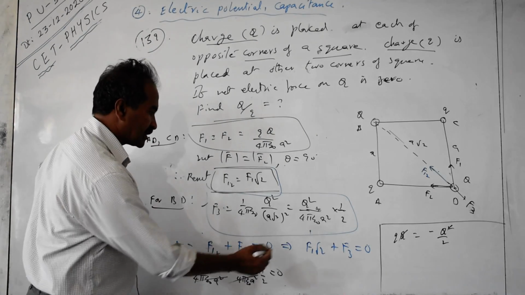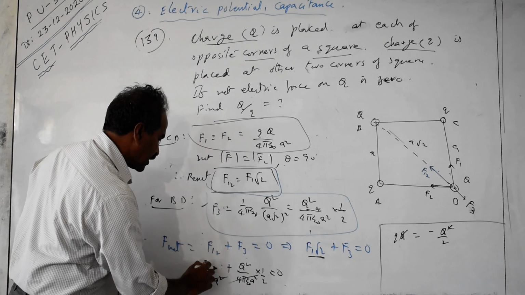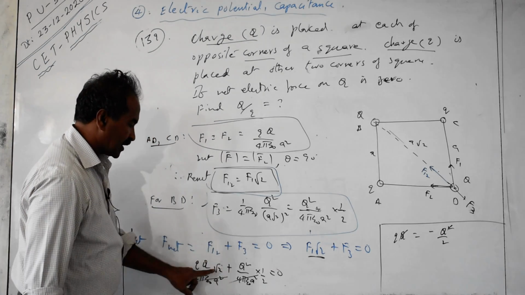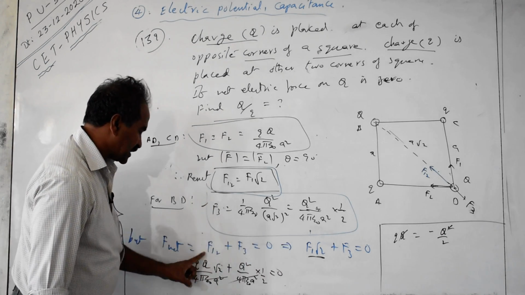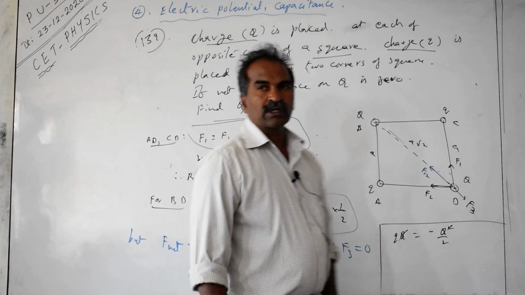Here I missed a term. This F1 root 2, here only F1 I have taken, the root 2 comes here, one term. So F1 root 2, this is F1 into root 2, this is F3. Okay, the remaining part is correct, only the root 2 term I missed here.